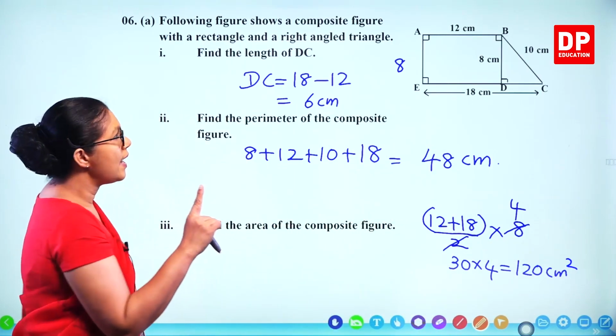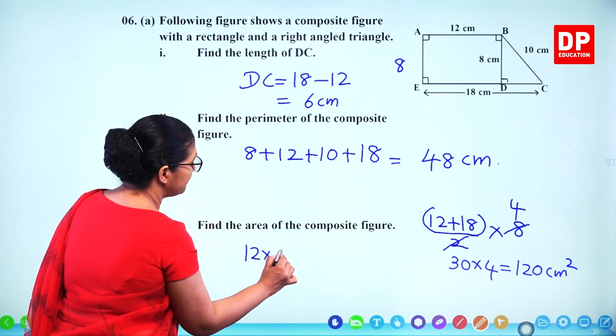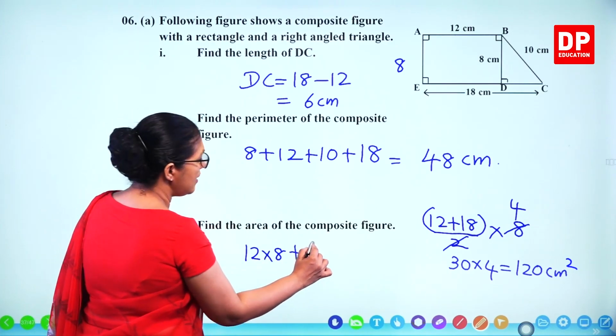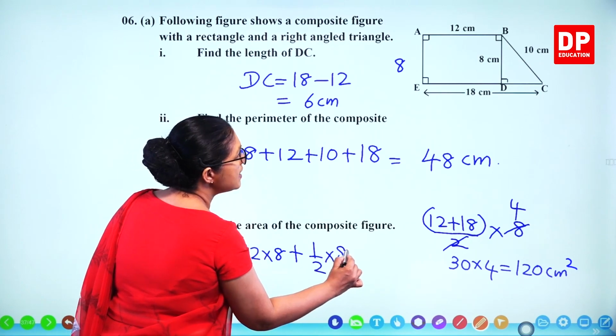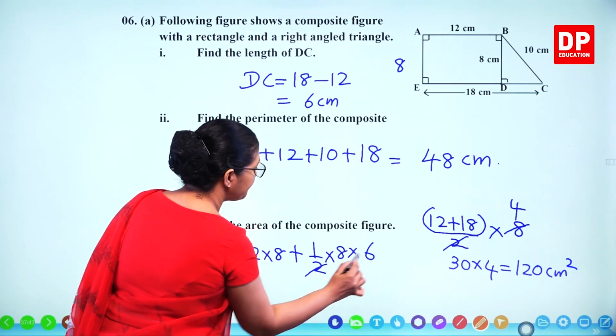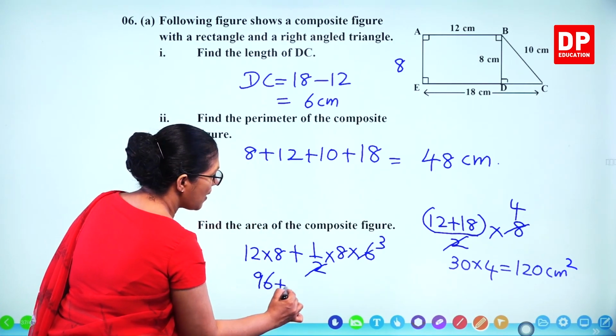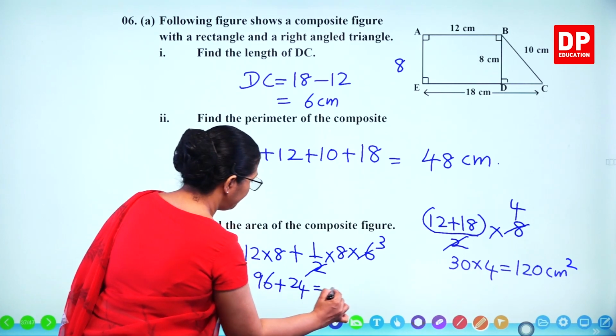If you are doing separately, area of the rectangle, 12 times 8. Area of the triangle, half into 8 is the perpendicular height, and CD we found 6. 96 plus 24.